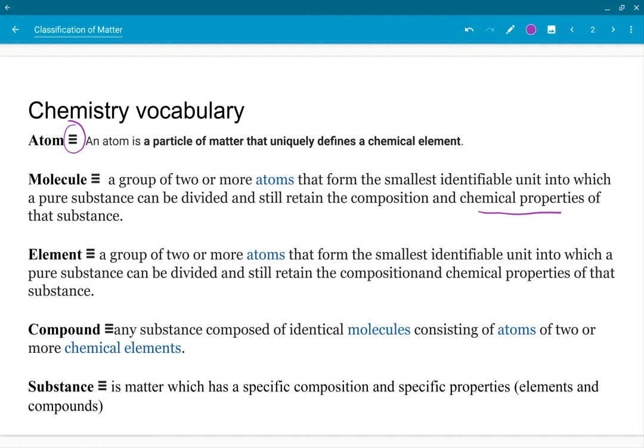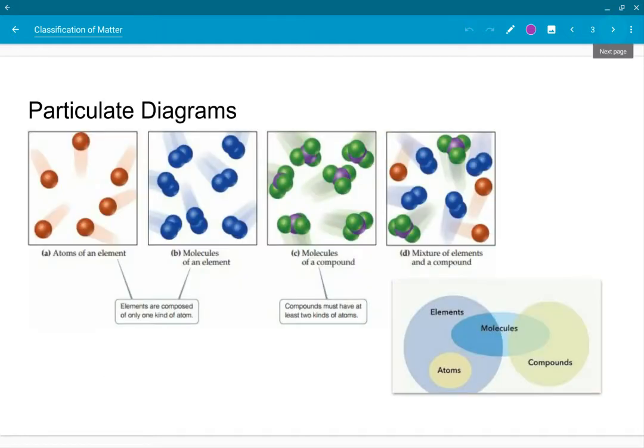Now, an element, if we define that, is a group of two or more atoms that form the smallest identifiable unit into which a pure substance can be divided and still retain the composition and chemical properties of that substance. And then a compound, you're going to have more than one element together. And a substance is a matter which has a specific composition and specific properties. And what I should add is that a substance really is an element or a compound. Okay, substances are elements or compounds.